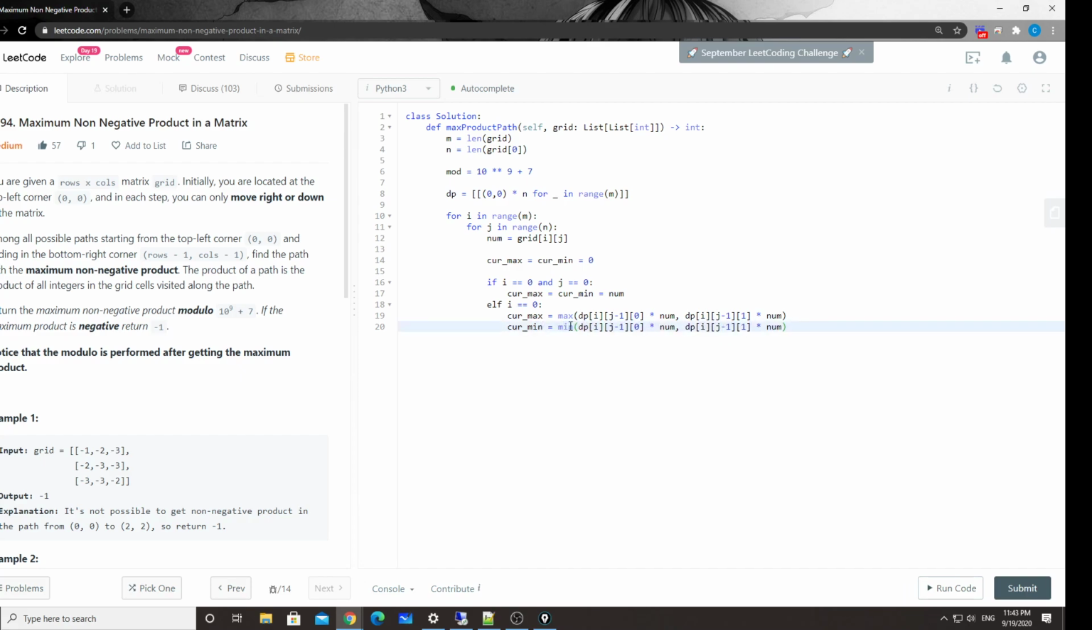Okay, so that's the i equals 0 case. And same thing for the j, right? When j is equal to 0, we're going to have this, okay? Right, so, okay, same thing for this. Same thing for this, okay? 1.